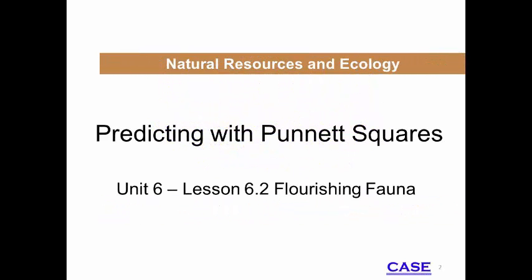Predicting with Punnett Square, Lesson 6.2, Flourishing Fauna. You may have considered how animals adapt to their surroundings as you completed activity 6.2.2, Adaptive Avian. This presentation provides information about genetic inheritance and how to use genetics to predict characteristics of offspring.